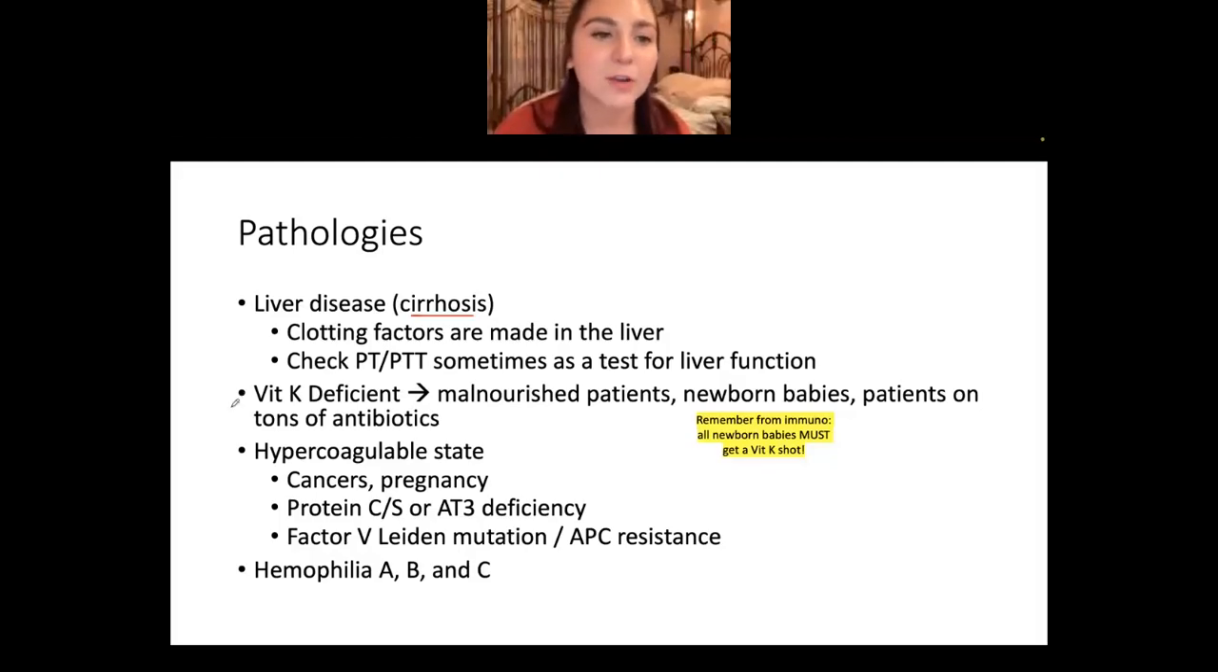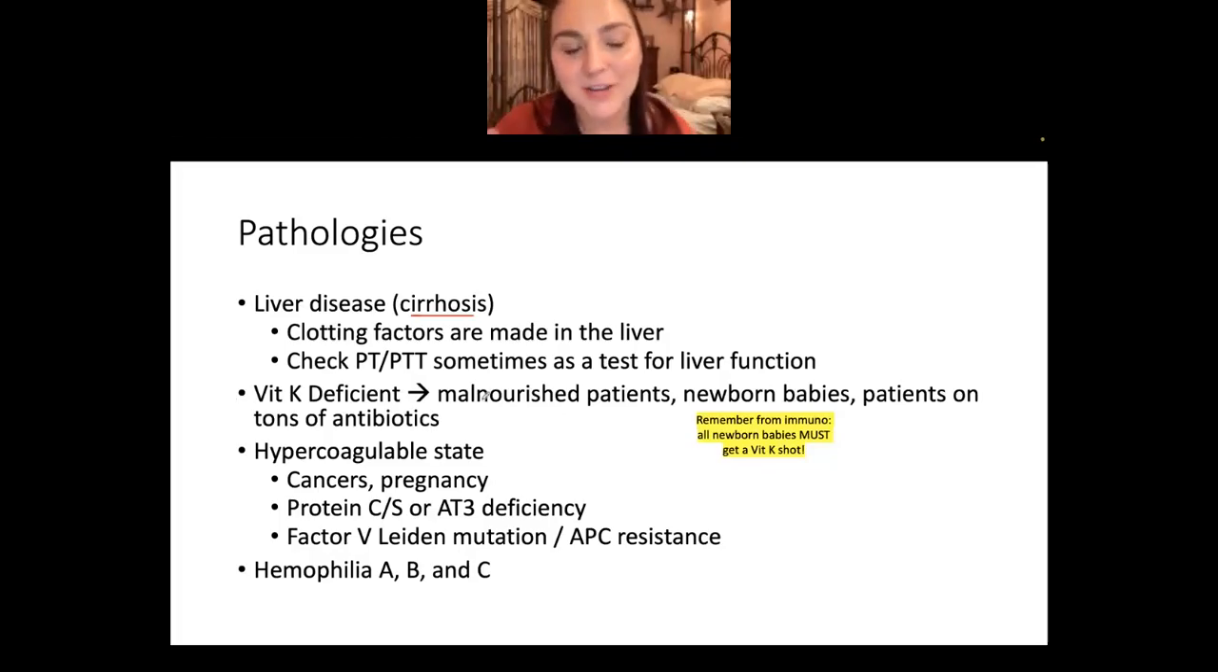The next one is if you're vitamin K deficient. So 2, 7, 9, and 10, protein C, protein S, they all need vitamin K to be made by the liver. So you can just be vitamin K deficient. Now it's essentially like you're on warfarin, right? Like you don't have vitamin K. That's what warfarin's doing. It's blocking the enzyme from using vitamin K to make 2, 7, 9, and 10, protein C, protein S.